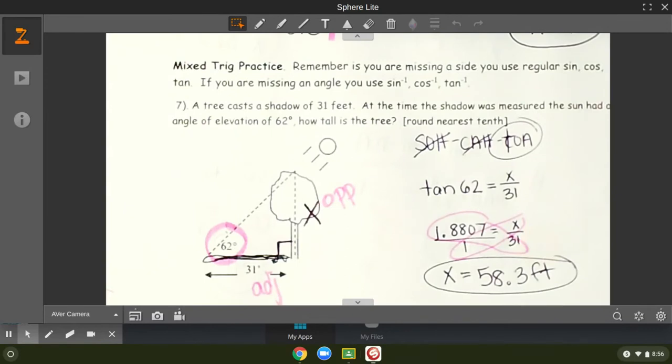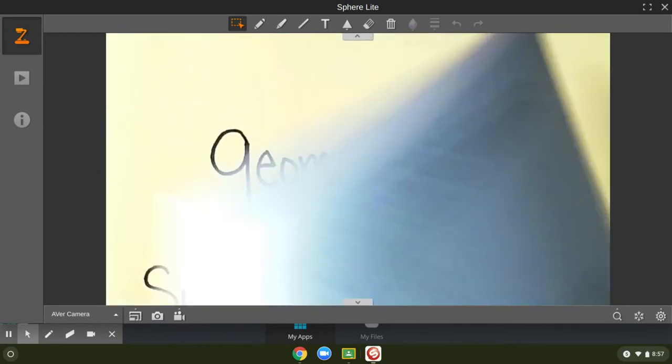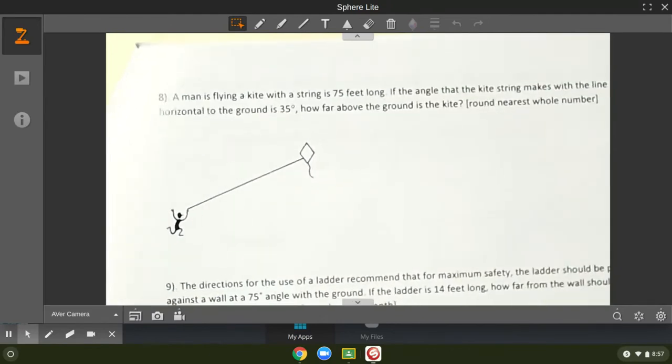So this question, because we were missing a side, we had to type regular tan into the calculator. All right, let's flip it over and let's see what we got.